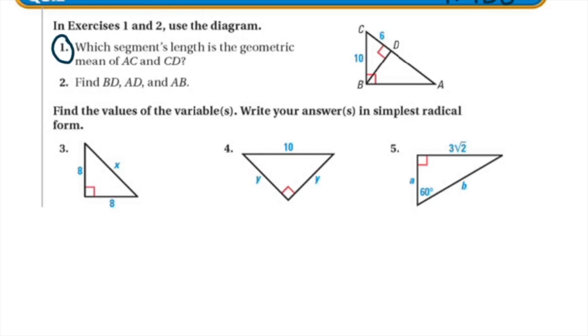Number 1 asks which segment's length is the geometric mean of AC, which is the hypotenuse of the larger right triangle in the picture, and CD, which is the leg of the smaller right triangle in the picture. Think, which theorem would this be? It's not utilizing the geometric mean involving the altitude. That's not part of the question. So it would be the leg. The answer would be CB.